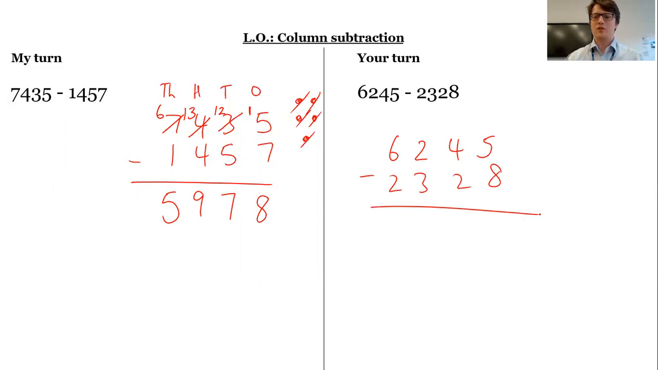So your turn. I'm going to start you off. So line up your digits correctly. Then I can't do 5 subtract 8. Then you've got 5. I can't cross out 8, so I'm going to have to do some regrouping. I'm going to start you off, and then you can finish. Pause the video. Off you go.